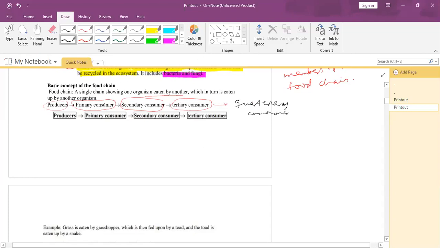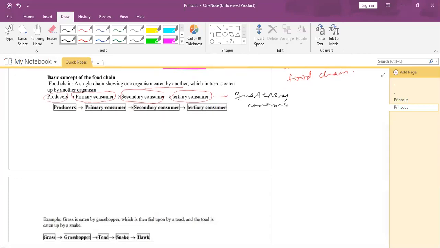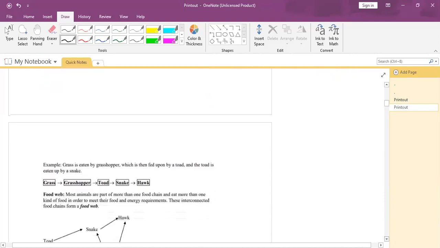So producer, primary consumer, secondary, and tertiary. When I get a food chain, you have to identify them in that order. In other words, we can go backwards. We can say that the primary consumer feeds on the producer, secondary consumer feeds on the primary, tertiary feeds on secondary, and quaternary feeds on tertiary, and so on. Let's look at a typical example of the food chain.